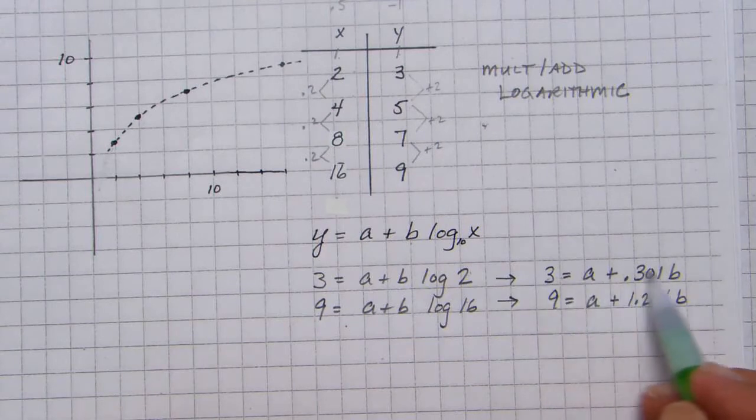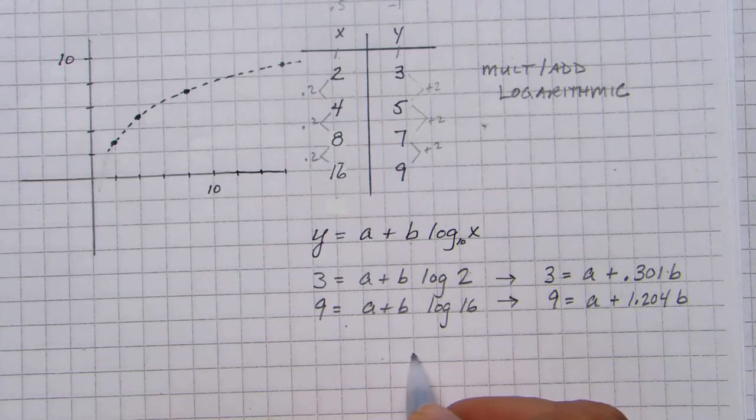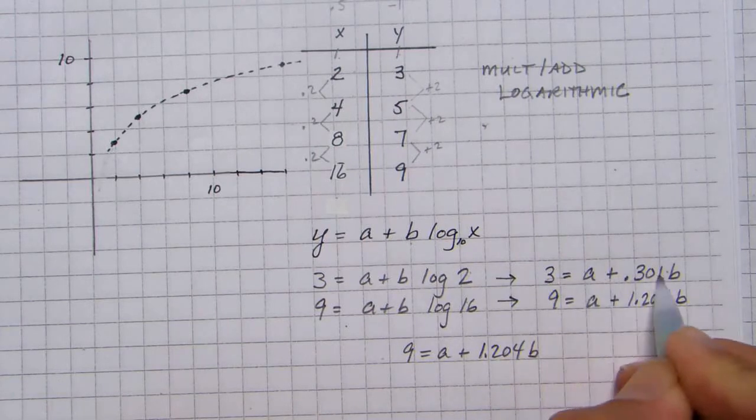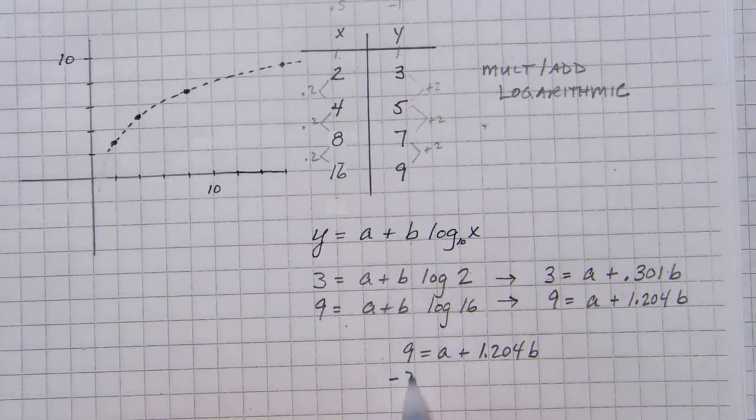I'm going to kind of take this one away from this one. So I'm just going to rewrite it a little bit. I'm going to say 9 equals A plus 1.204 B, and below that I'll put a negative right here. So -3, negative A minus 0.301 B.